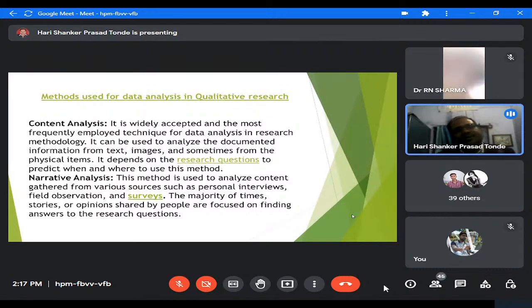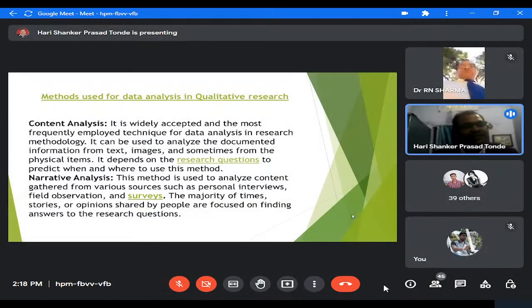Because of the data we have recorded so far, we are going to analyze and afterward interpret it, so that we come to know whether it will be useful for our research program or not. So first one is the content analysis. It is widely accepted and the most frequently employed technique for data analysis in research methodology. It can be used to analyze the documented information from text, images, and sometimes from physical items. It depends on the research questions to predict when and where to use this method.